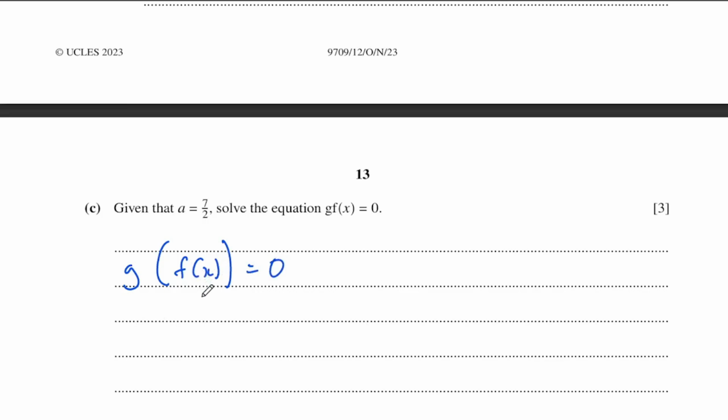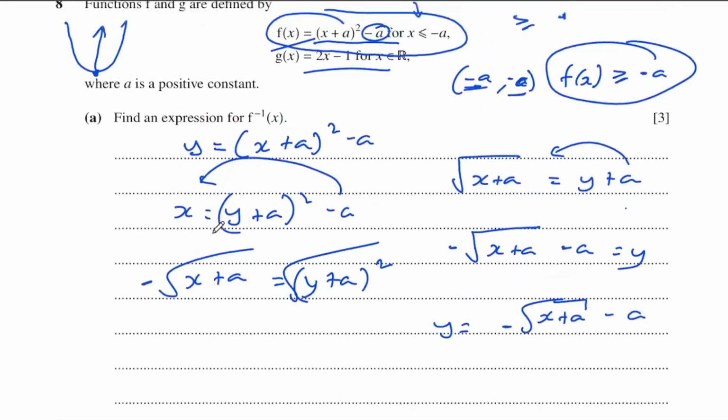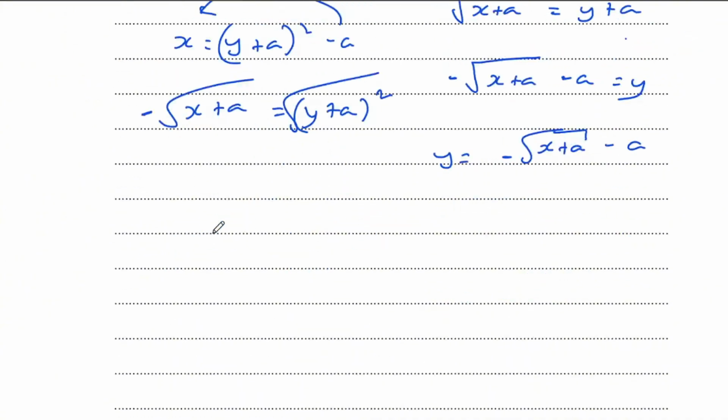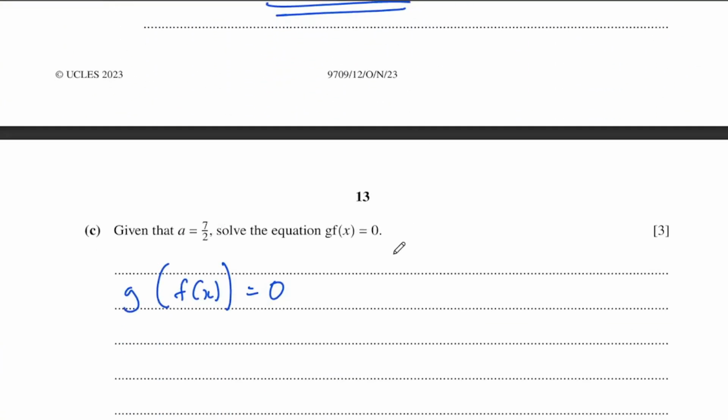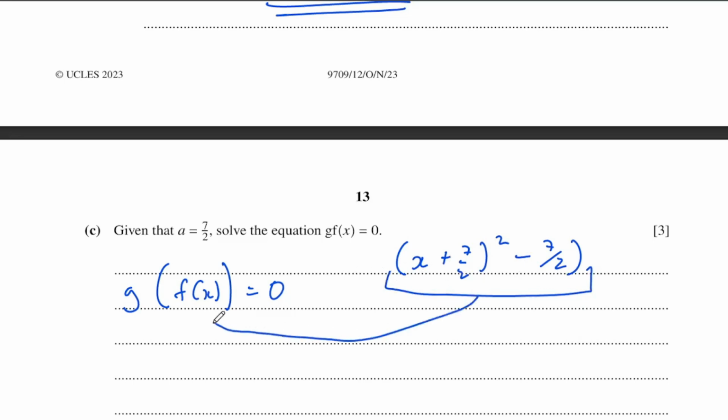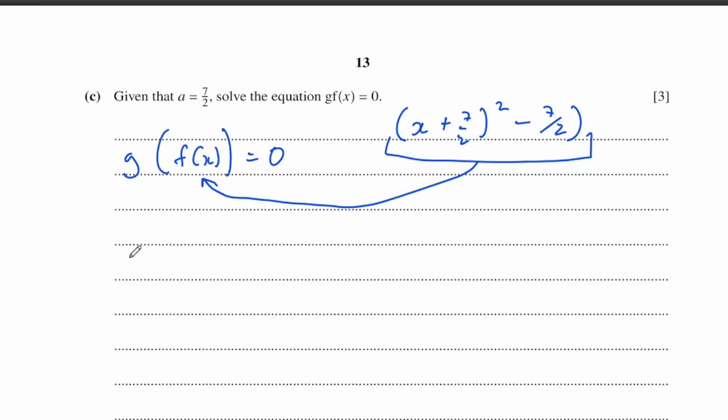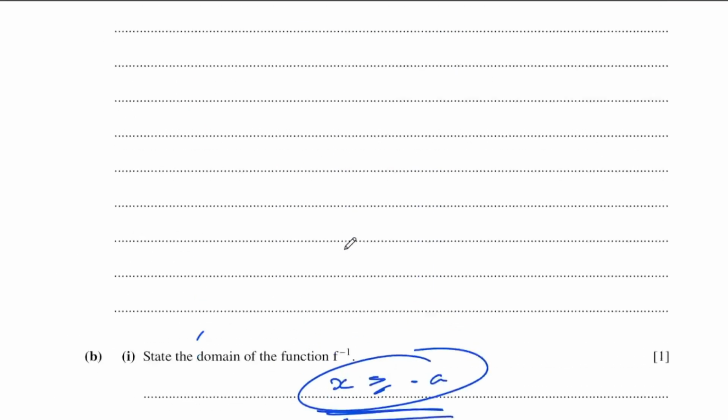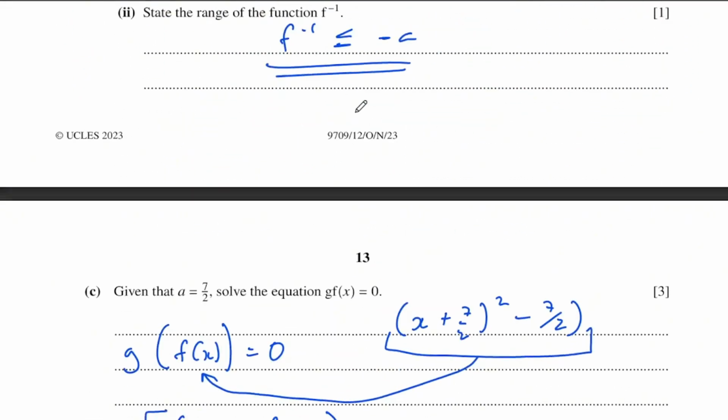And so we will need to find f of x first. f of x was (x plus a) squared minus a. Now a is 7 over 2, so (x plus 7 over 2) squared minus 7 over 2. Yes, and we're going to put this thing, which is f, inside here. And so we're going to end up getting g of (x plus 7 over 2) squared minus 7 over 2 equals 0.